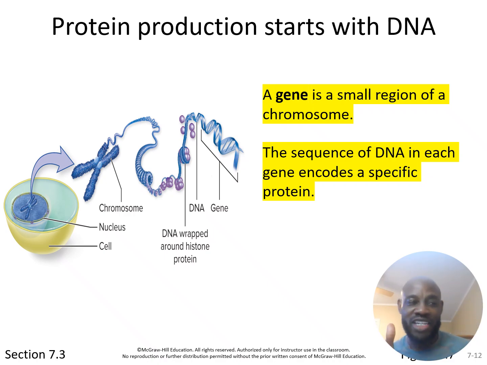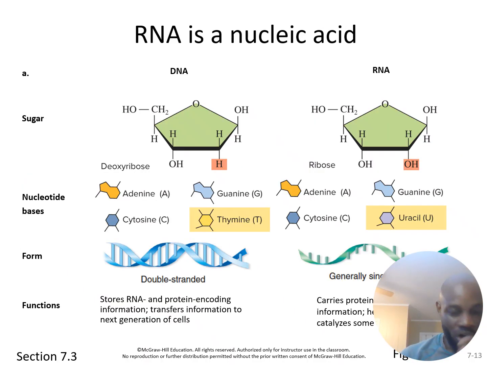So a gene is a section of DNA. Your total DNA is all of your chromosomes, but a section of your DNA makes up a gene, and that section codes for a protein, right? RNA is another term that we're going to see. RNA, ribonucleic acid, is very similar to DNA, but instead of deoxyribonucleic acid, we have just ribonucleic acid, all right?